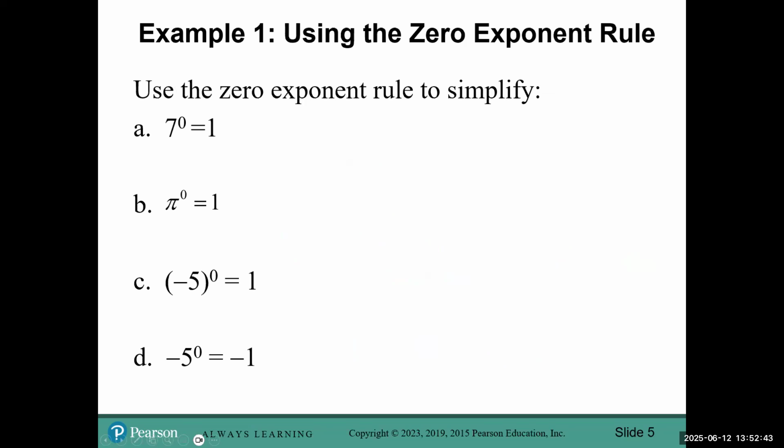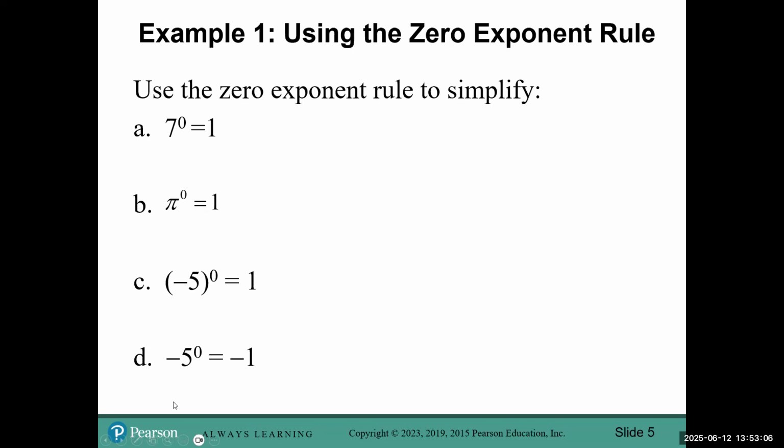So we can apply this zero exponent property. 7 to the 0 is 1. We said anything to the 0 is 1. Pi to the 0 is 1. We said any real number. Pi is just a real number that has a lot of digits, an infinite number, actually. It also works for negative numbers. So -5 to the 0 is 1.